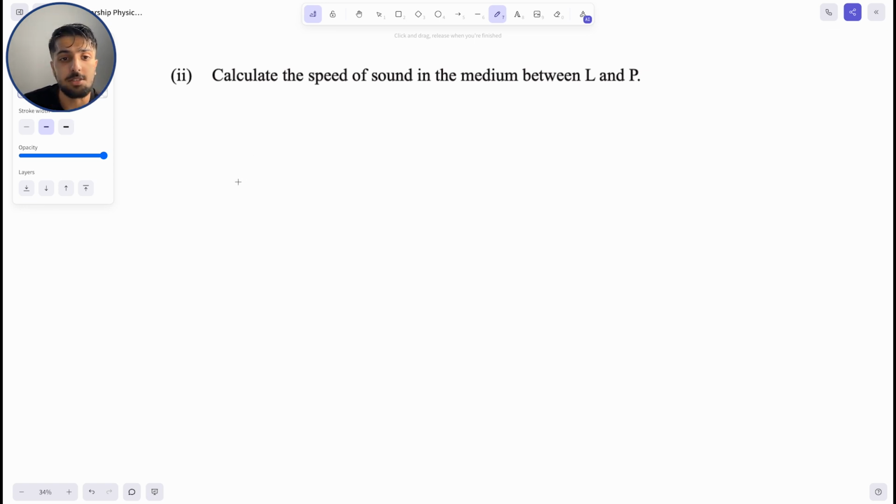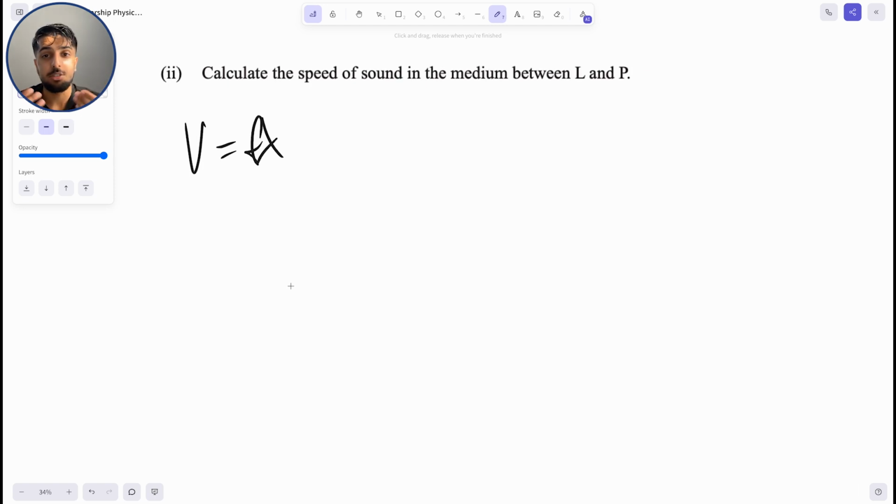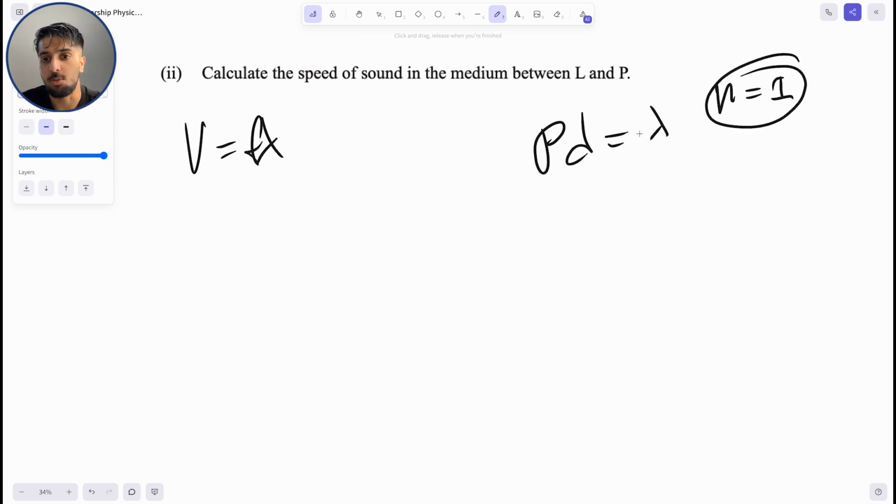Calculate the speed of sound in the medium between L and P. So to find the speed of sound, we know that's equal to f lambda. Now at the lowest frequency that causes the first ever maxima, our path difference is going to equal lambda. This is because n is equal to 1 at this point, so 1 lambda is just lambda. And so we know our path difference is 1.2, and therefore our wavelength is 1.2 meters.